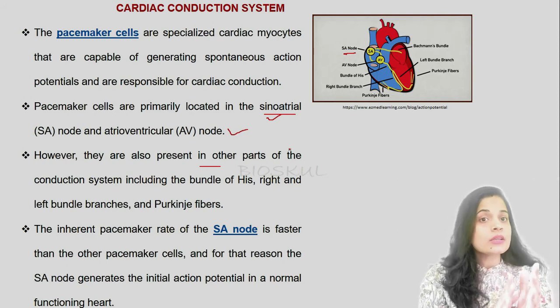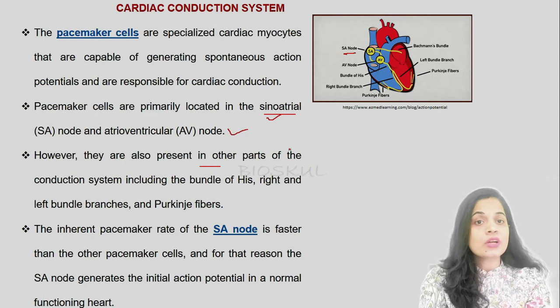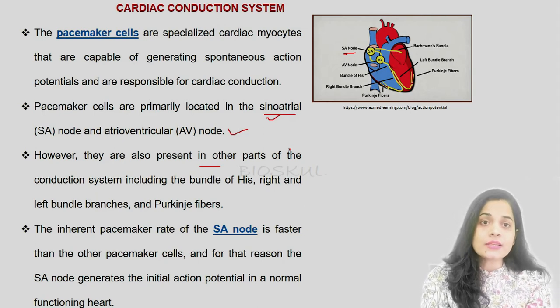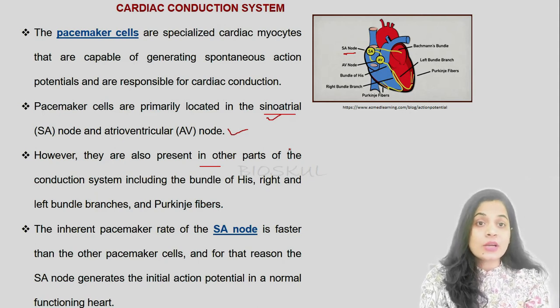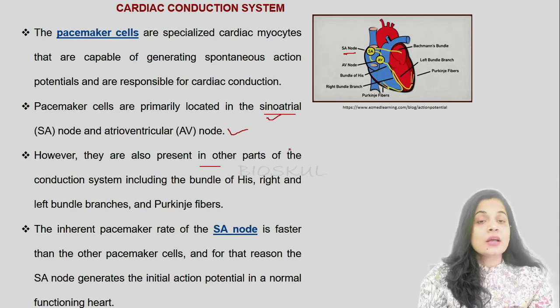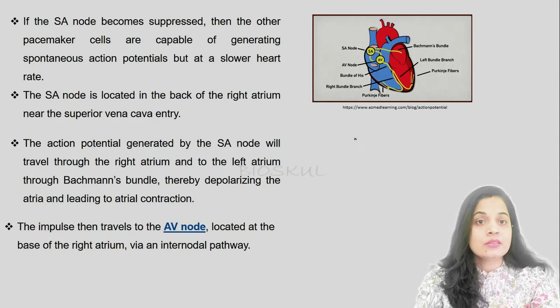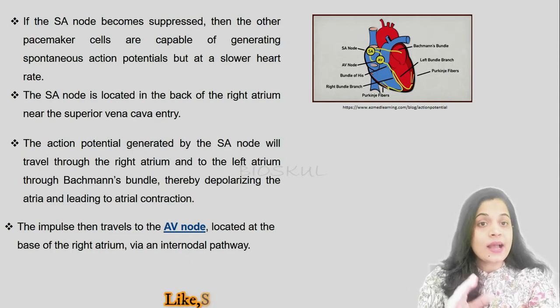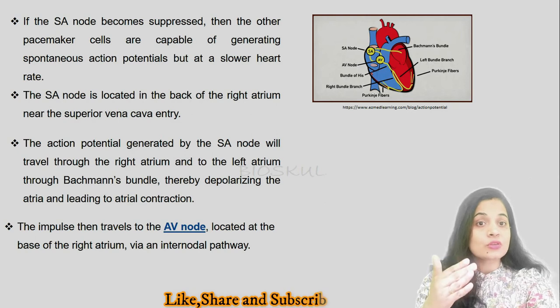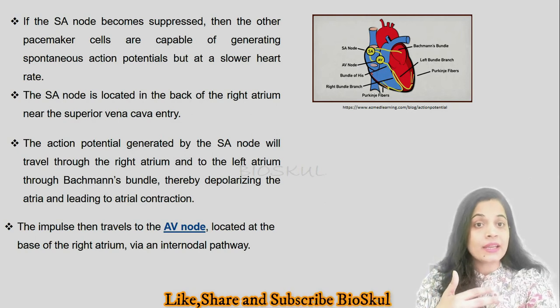You know, the SA node is called the natural pacemaker. Why is it called so? It is called the natural pacemaker because the continuous action potential starts from the SA node. So now we'll see how the conduction of the action potential is propagated in our heart.